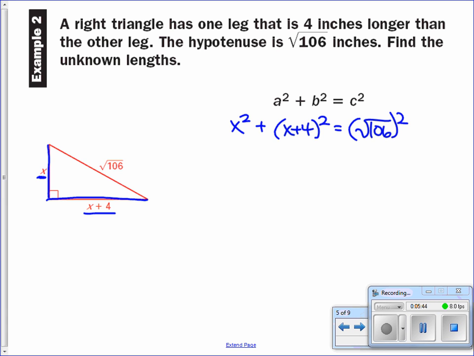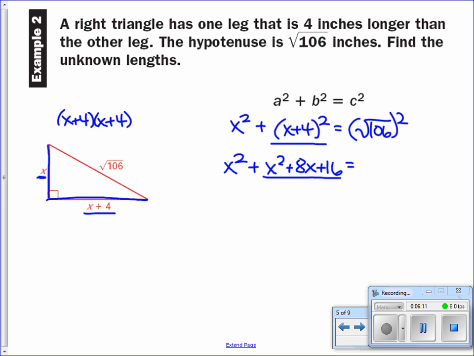So a leg that is 4 inches longer than the other leg: one leg has to be plain x. The other leg is whatever changes about that second leg. Well, let's simplify this. x squared is just plain x squared. But x plus 4 squared means x plus 4 times x plus 4. This is x squared plus 8x plus 16. And if I do the square root of 106 squared, I get 106.